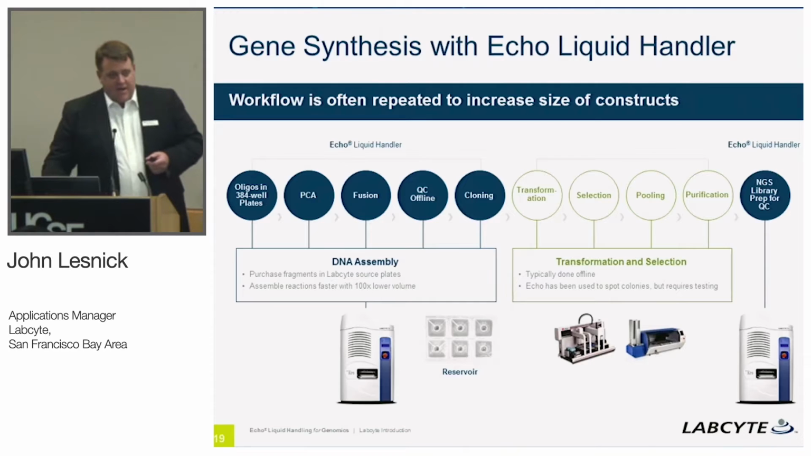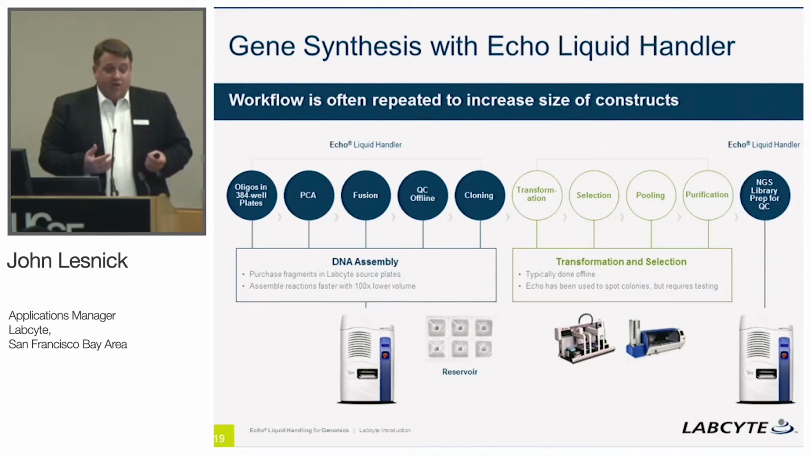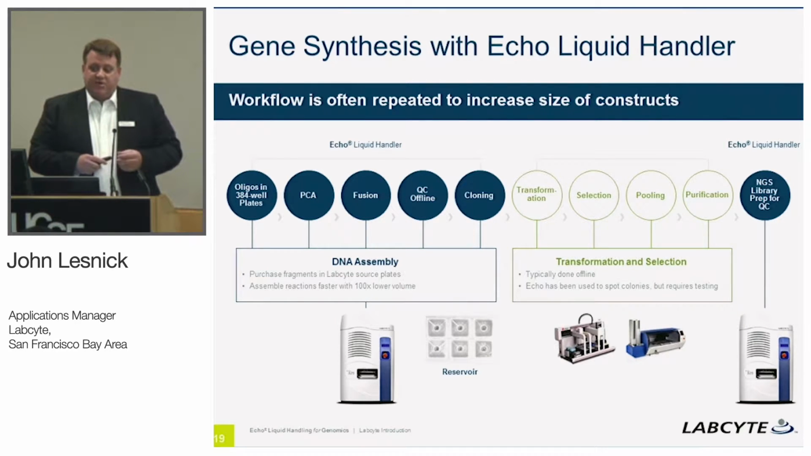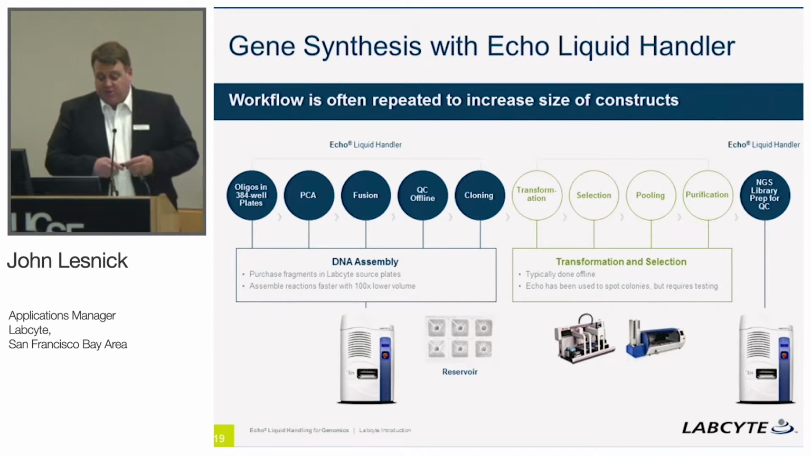Next step is looking at synthetic biology. So in a traditional workflow, you're going to have your oligos on a 384-well plate. And what you can do here is actually get these pre-plated from Twist or IDT to make it a little bit more convenient for you in our Echo source well plates.